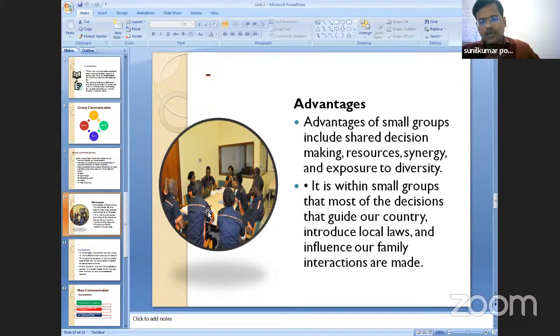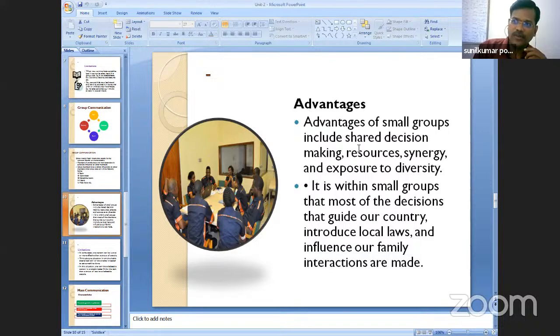Advantages of small groups include shared decision making, resources, synergy, and exposure to diversity. And it is within small groups that most of the decisions that guide our country, introduce local laws, and influence our family interactions are made. See, for example, the family members, the head of the family in the house.